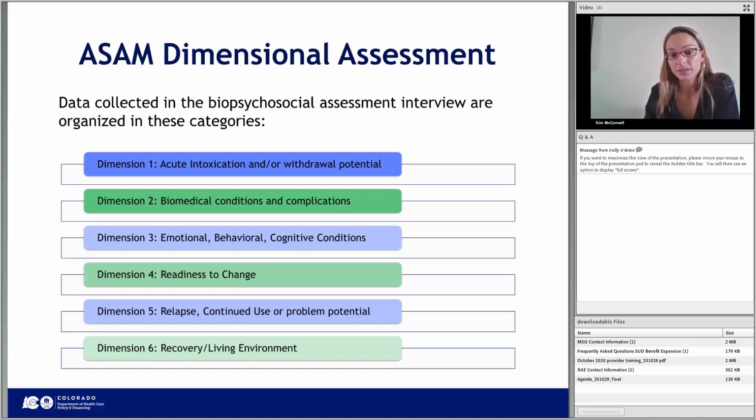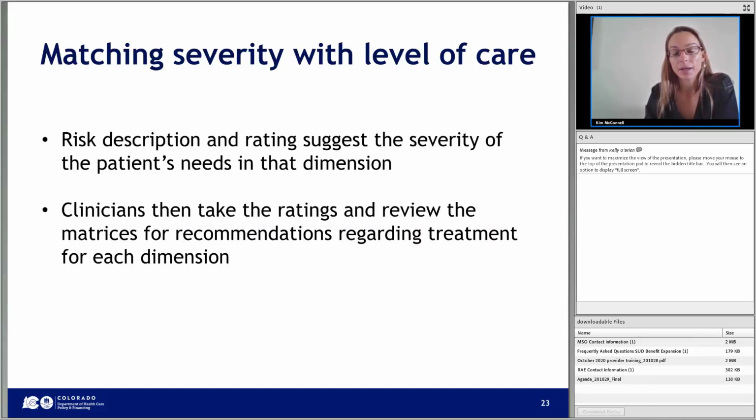Okay, so the risk ratings are assigned to each of those dimensions, and then the level of care decision making happens next.